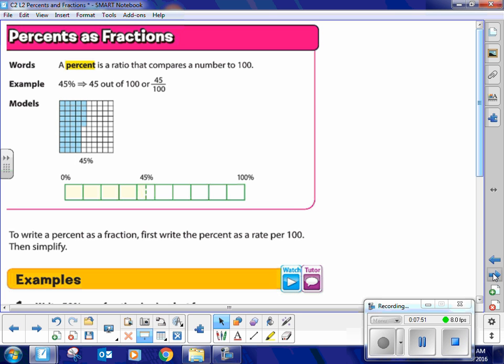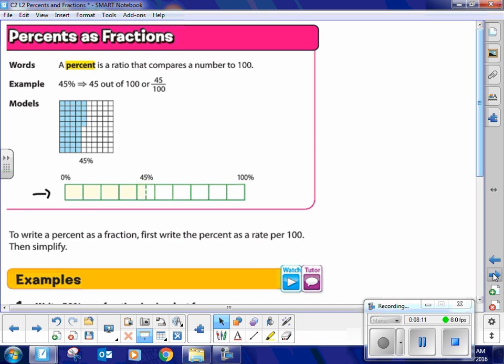So now we're going to turn it into a fraction. For example, 45% is 45 out of 100, or 45 over 100. They show a model here that 45 out of the 100 boxes have been shaded in. And again, they show this little bar graph down here. They show you where 45% is.